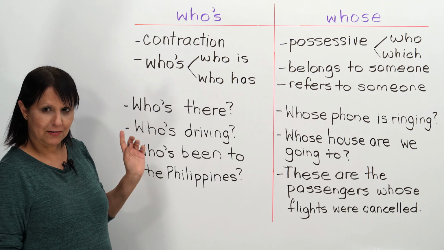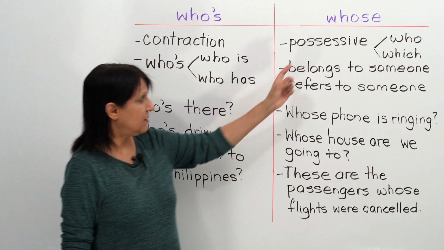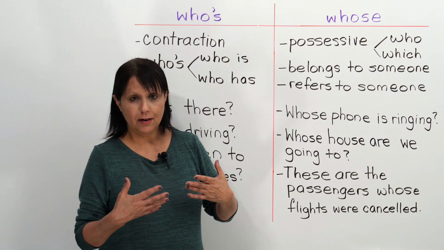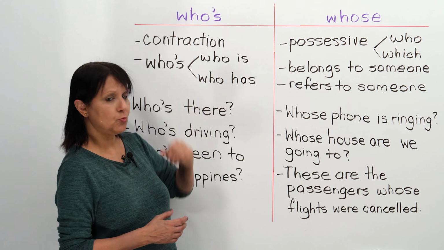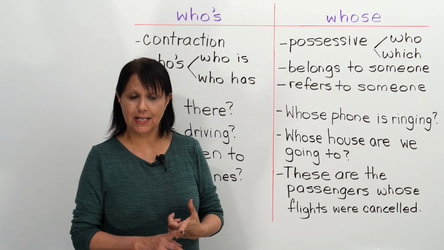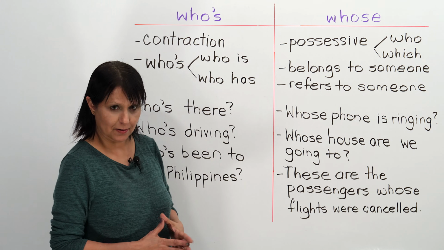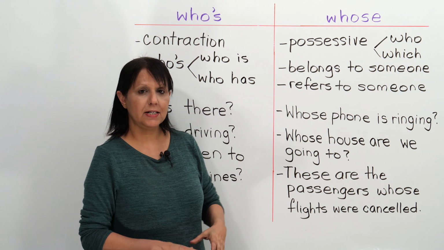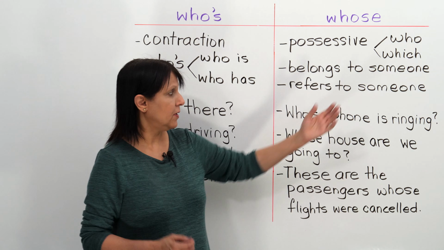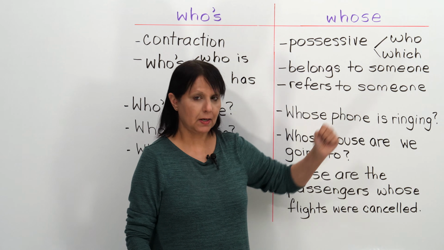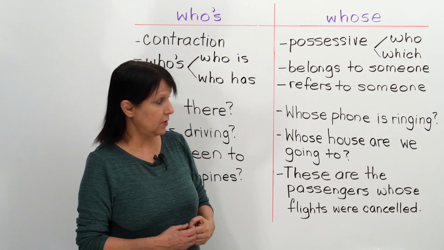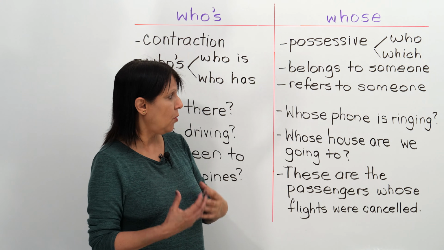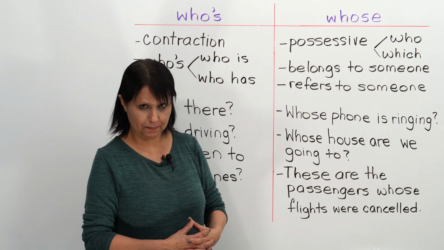All right. Now let's go to the other side. This one, whose, W-H-O-S-E, is also a homonym. It's also a pronoun like this one, and it can also be used in sentences and questions, just like here. However, it has a completely different meaning. This word is the possessive form of who or which. What does that mean? We use this word to say that something belongs to someone or refers to someone.